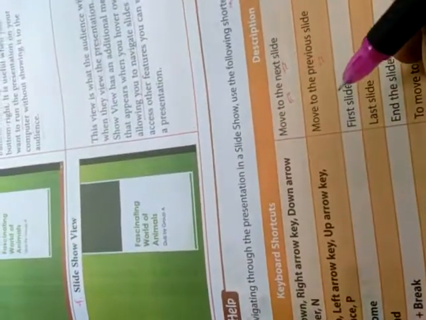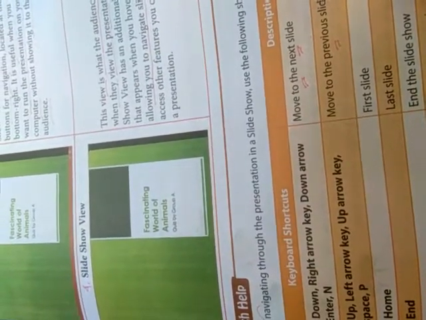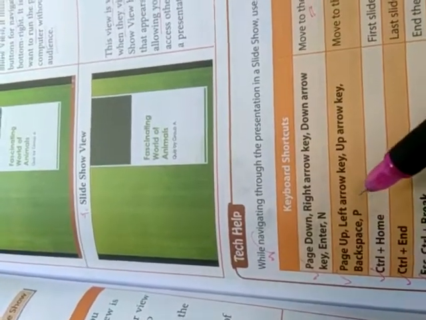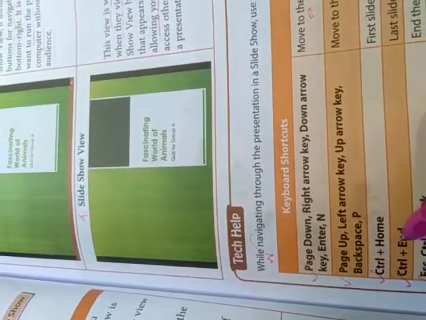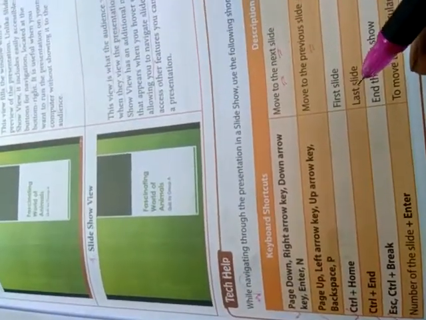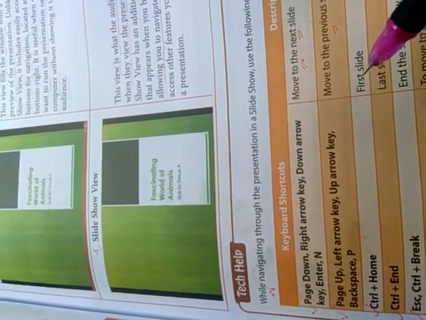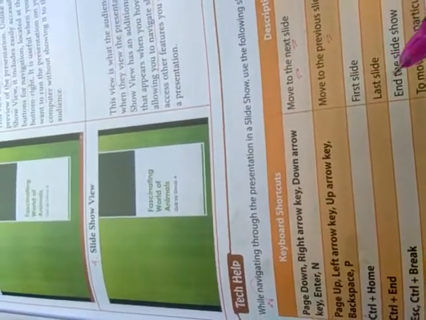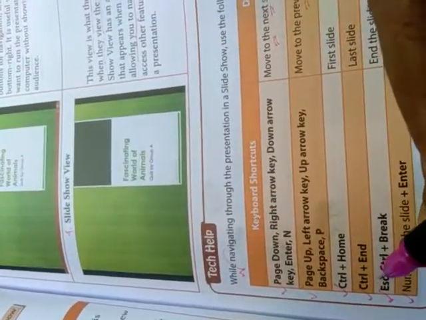The second one is, in order to move from the next slide to the previous one, we have to use these shortcut keys. Number 1, Page Up, Left Arrow key, Up Arrow key, Backspace, or the P. In order to move to the first slide from the last slide, we have to use the shortcut key Control plus Home. In order to move from the first slide to the last one, we have to use the shortcut key Control plus End.